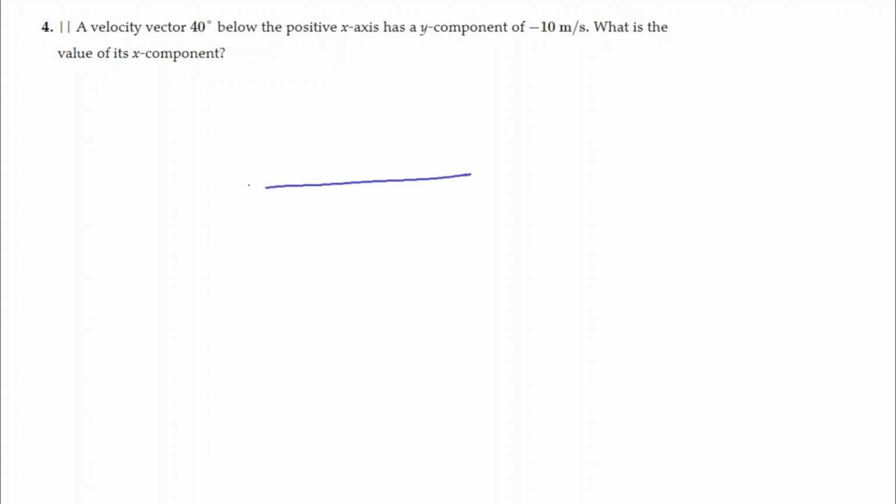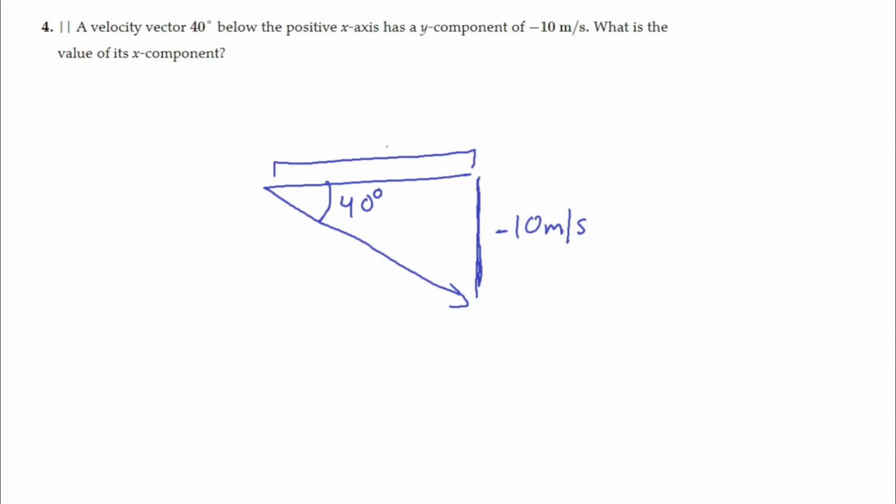So let's draw out the vector right here. So we're going to have this vector, and this is 40 degrees. We know that. And this y component, which is going to be the y value of the vector, is going to be negative 10 meters per second. But we don't know the x component, which is going to be that right there. So we don't know that.